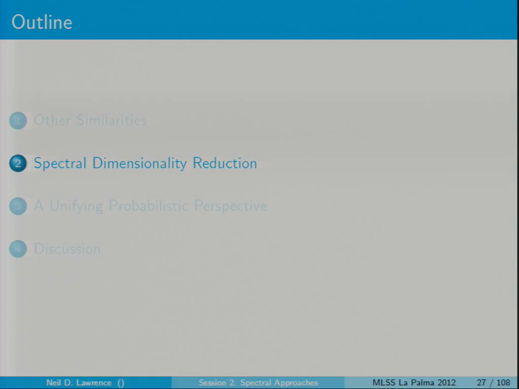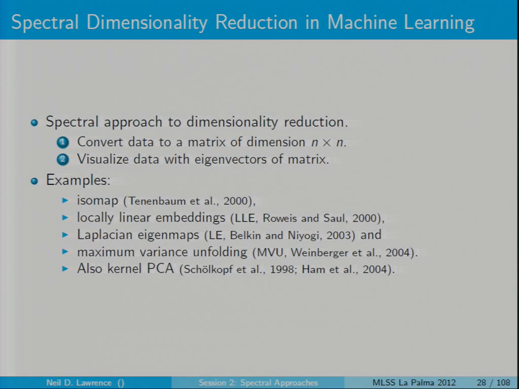What I want to do next is talk about spectral techniques. I've got about 10 minutes before I want to do the break, so we'll see how far I get through these examples. But the spectral approach to dimensionality reduction, the first example of it in machine learning, is kernel PCA.